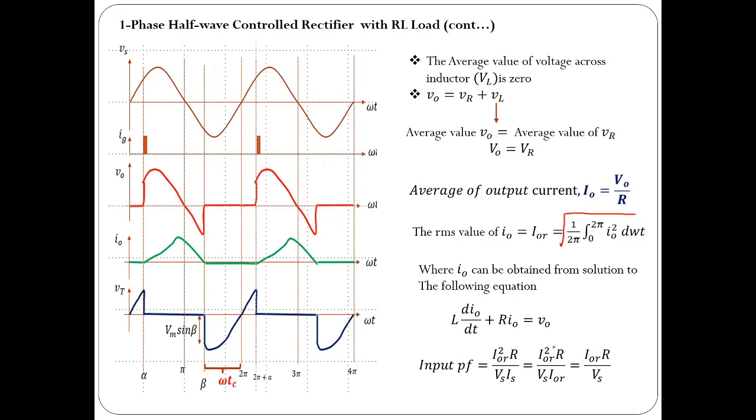And once you know the RMS value of the load current, you can calculate the input power factor, which is equal to the power delivered by the source divided by the input VA. That is going to be equal to I0, the RMS value of output current, into R by Vs. This is the input power factor. It is somewhat difficult to calculate, except in the case where I0 is constant. If I0 is constant, then our job becomes easy, because the average value is going to be the same as the RMS value. Of course, in this case that is not true.